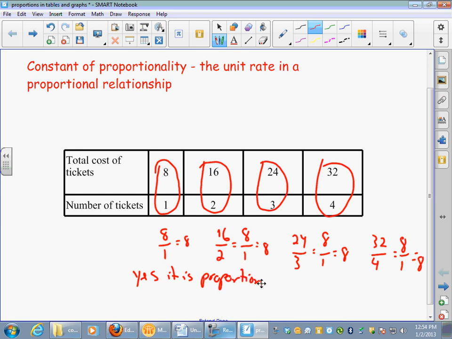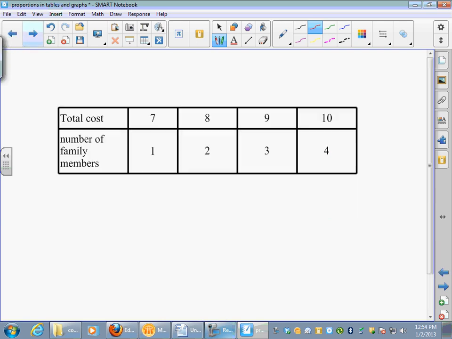The constant of proportionality is the unit rate. It's the 8 over 1. So the constant of proportionality is 8, because that's what all of these reduce to. And that's it. You have a table of values, you just reduce each individual rate to a unit rate and see if they all match. If they do, it's proportional. If they don't, it's not.